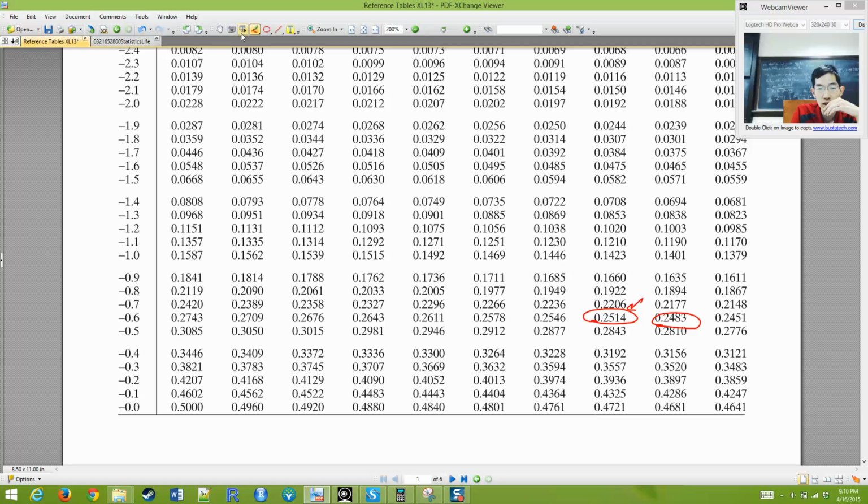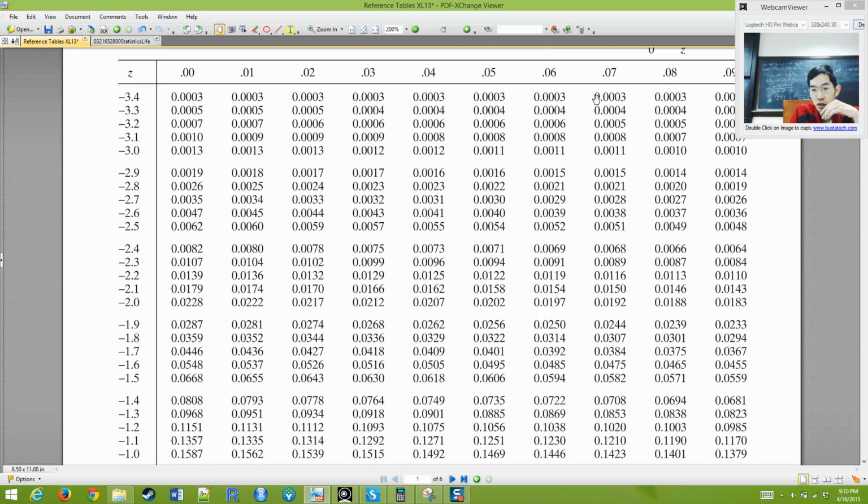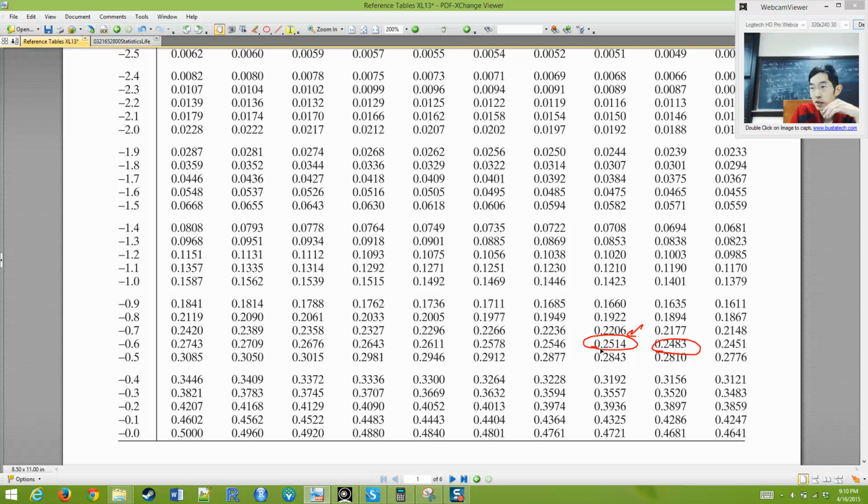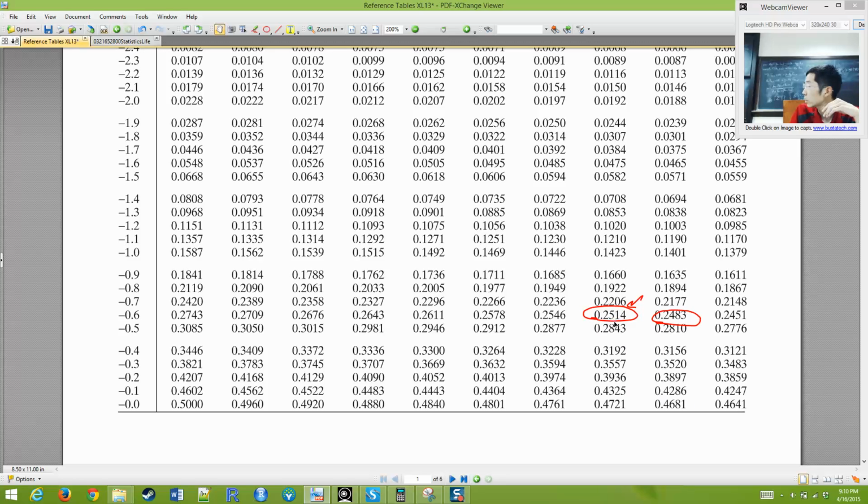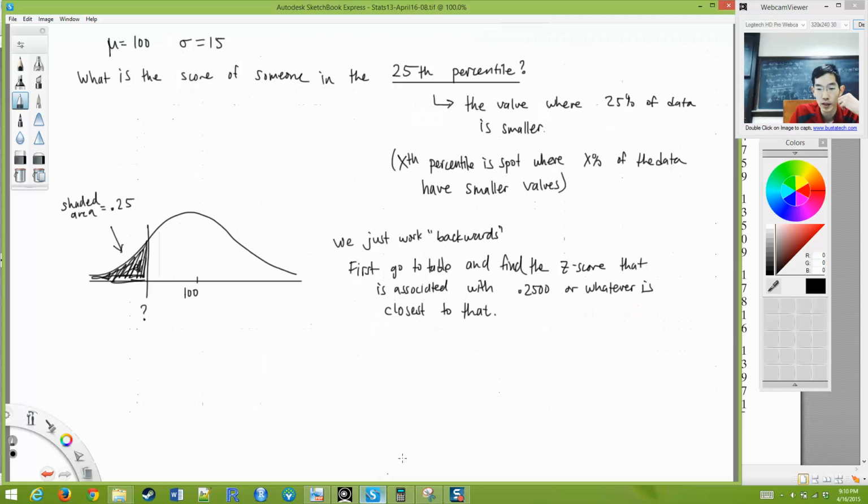And what is the z-score there? z is equal to negative 0.67. z equal to negative 0.67 gives me an area of 0.2514. Is that okay? So from the table, we see that z equal to negative 0.67 gives an area of 0.2514. So we use that.